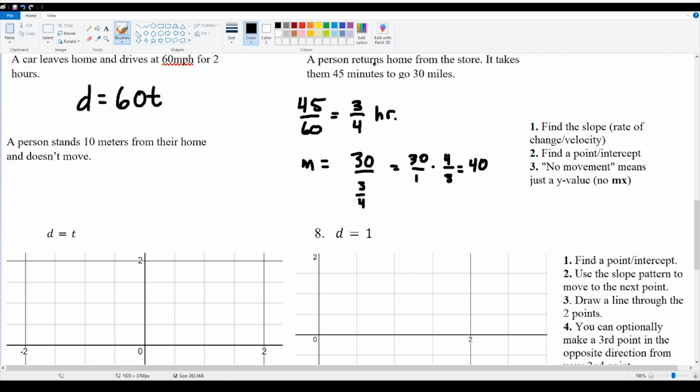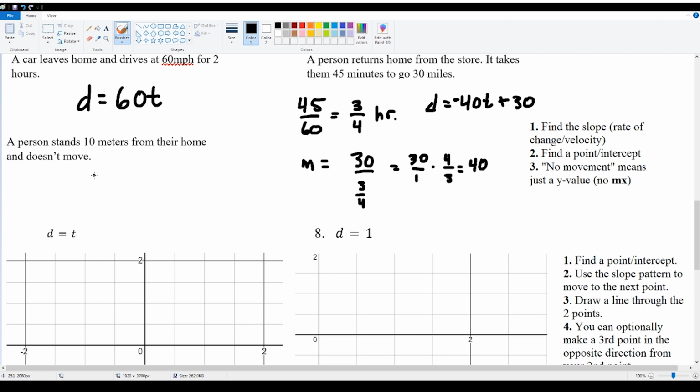And assuming we returned all the way home from the store and this 30 miles is the total distance, this is also going to be our y-intercept. So d is going to equal negative 40t, because we're returning home, plus 30. This will make it so when we plug in 3/4 of an hour, we will get 0, which is the distance from home.